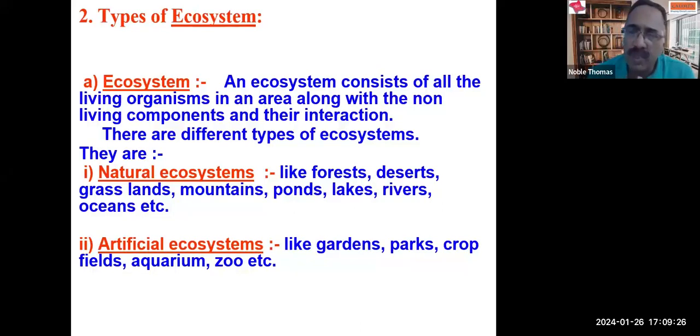And there are two major kinds of ecosystems. One is natural ecosystem, and the other one is artificial ecosystem. If natural ecosystems are not disturbed by human beings, they are mostly self-sustaining, like forests, deserts, grasslands, mountains, ponds, lakes, rivers, oceans. All of them are ecosystems.